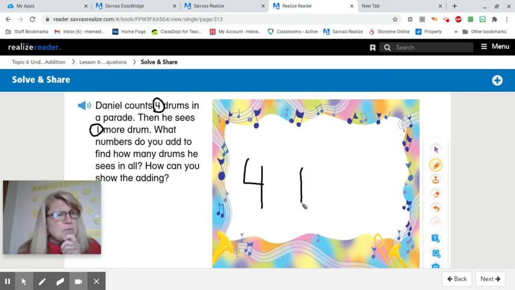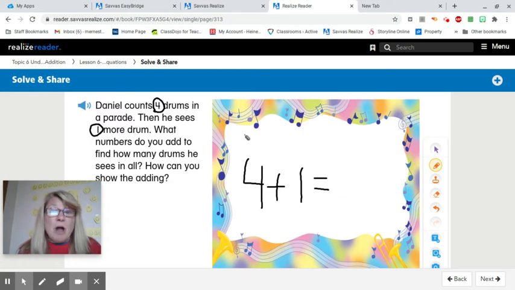And then ask your helper to read it again to you. What numbers do you add to find out how many drums he sees in all? Are you going to add the 4 and the 1? What is our add symbol? Do you remember? Our add symbol is that plus sign right down the middle. So we have 4 plus 1. And what is that equation? What's the next symbol? It's going to be equals.